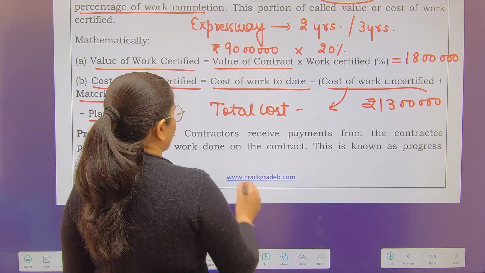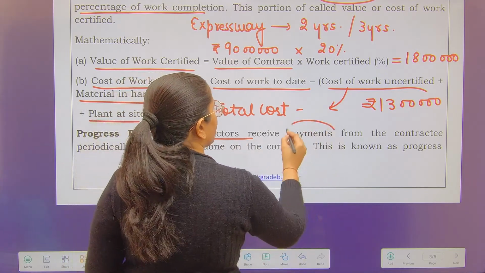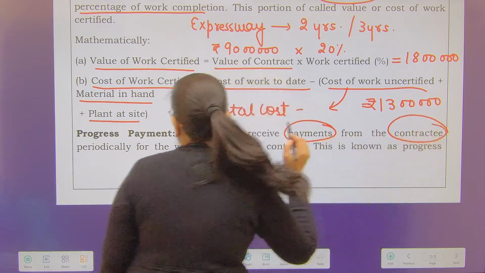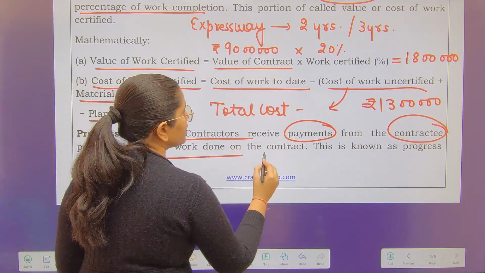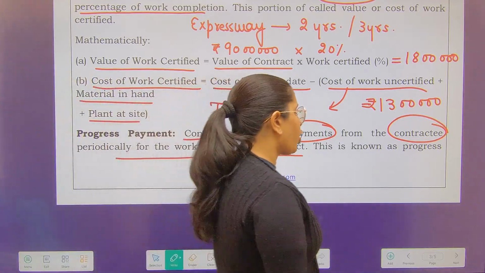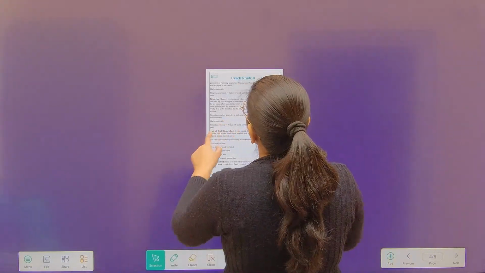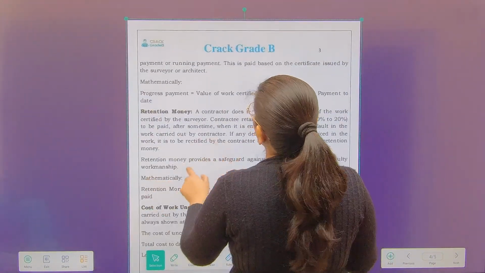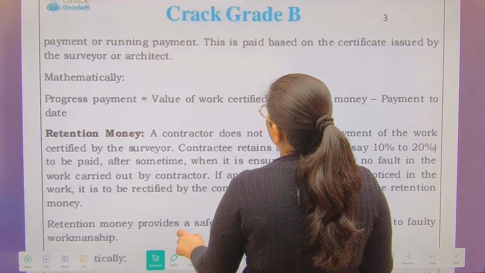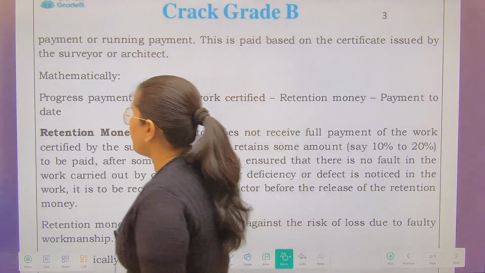I have just explained to you that contractors receive payments. We receive revenue from the contractee. Why? For the work done on the contract. Whatever work we have performed, the contractee will pay for it. Why will he pay for it? Because we cannot assume that we will be receiving all the payment at the end. That will make us bankrupt. We are not going to follow that particular practice.